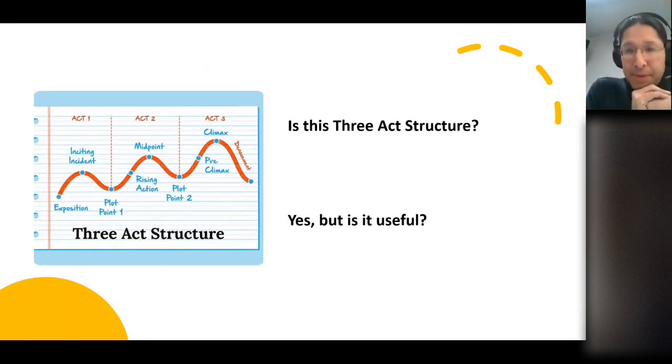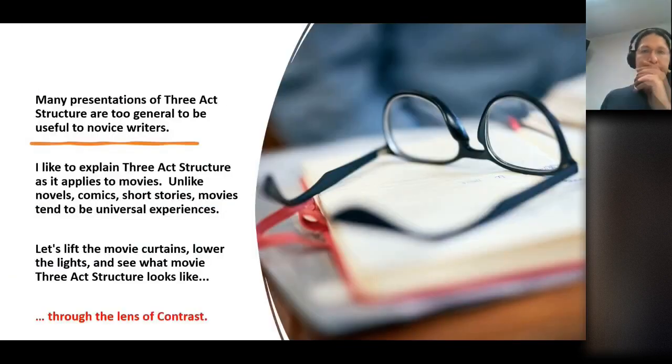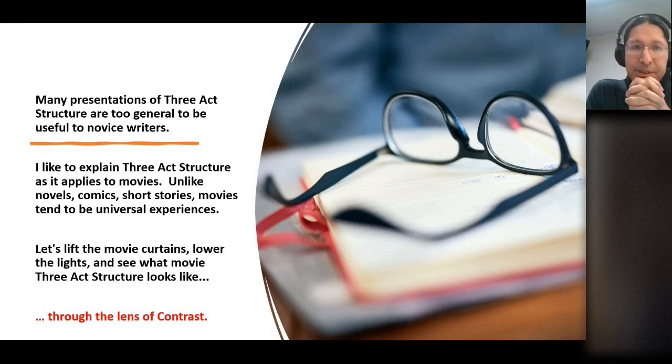Is this a useful way to present 3-act structure? Can you look at this and go like, oh, okay, I know how to map out the story I have in my head? I don't think so. It's a little more helpful, but not really. So many presentations of 3-act structure are too general to be useful to aspiring writers.